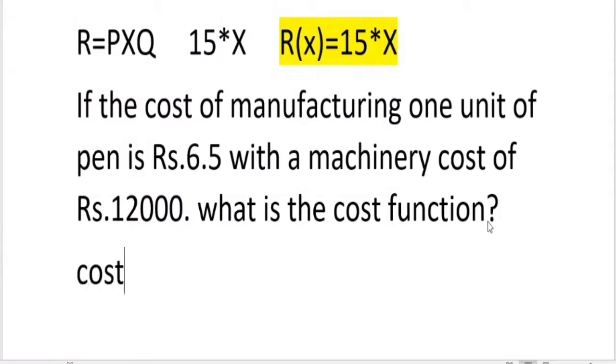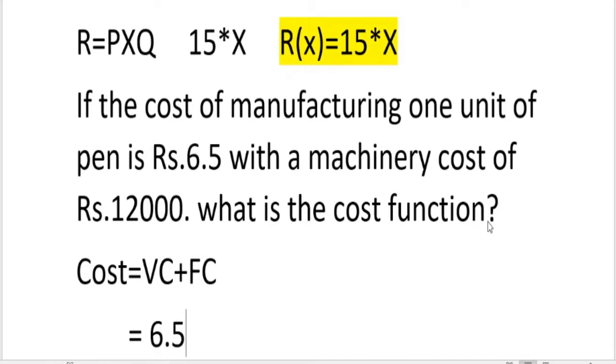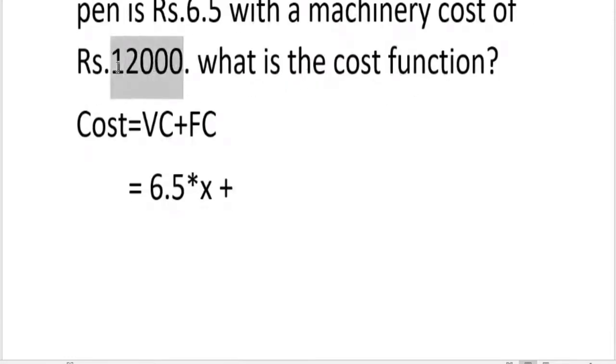The cost as per the concept is equal to variable cost plus fixed cost. If I follow this method, what is the variable cost? 6.5x. This is for one unit. What about 2? What about 3? And what about x? So I will put 6.5 into x, and then we put plus. What about the fixed cost? The fixed cost is already given to you, 12,000. So I will put 12,000 here.